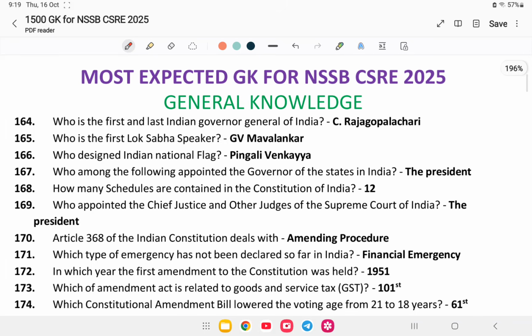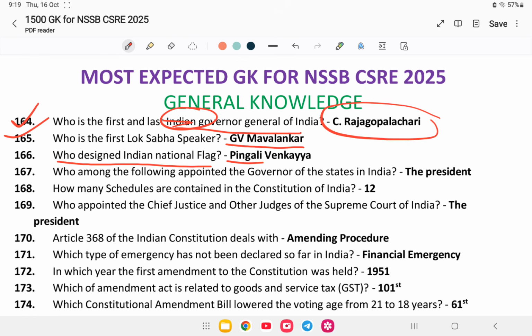Next question. 164. Who is the first and last Governor General of India? The C. Rajagopalachari. First Indian Goja. Who will be first Governor General of India to Mountbatten who will Indian Goshile to Rajagopalachari. 165. To who is the first Lok Sabha Speaker? G.V. Mavalankar. National flag to Kumba Design Goje Pingali Venkaya.